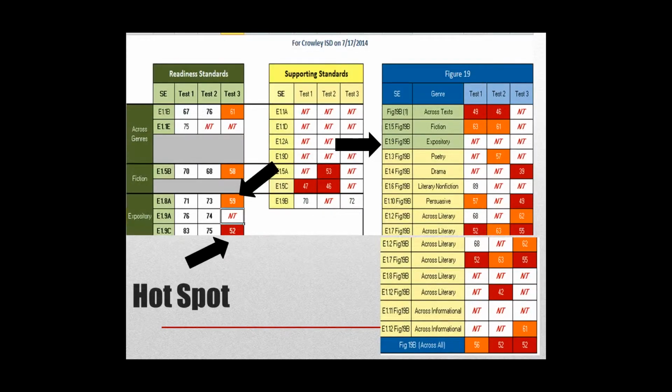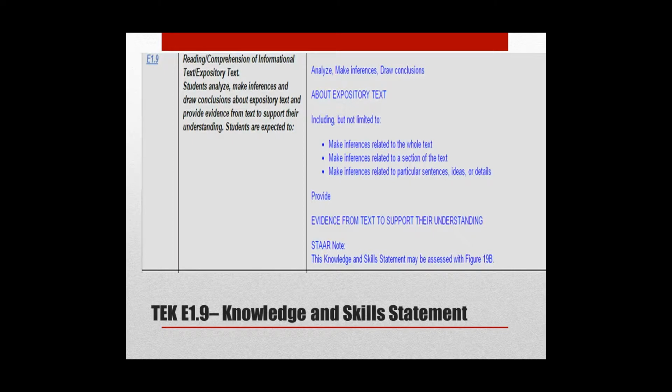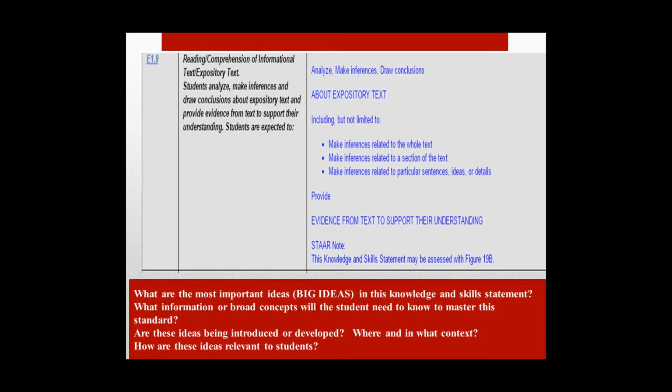The hotspots for Unit 3 are the Knowledge and Skills Statement E1.9 with Figure 19b and TEKS 8A and 9C. Looking at 1.9 in the IFD, what are the most important ideas in this Knowledge and Skills Statement? What information will the students need to know to master this standard? Are these ideas being introduced or just being developed? Where and in what context, and how are these ideas relevant to the students?